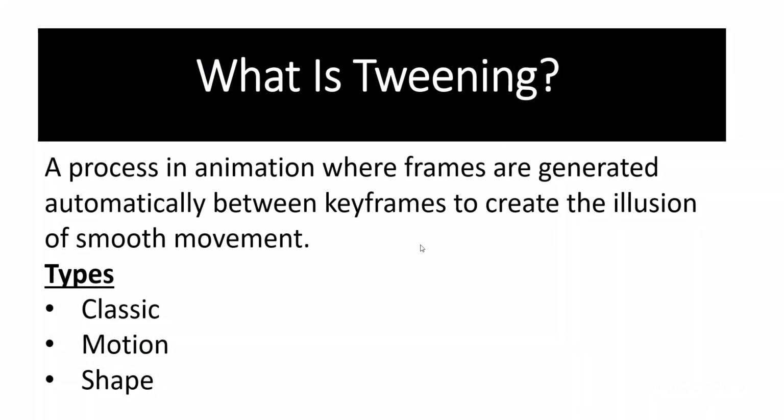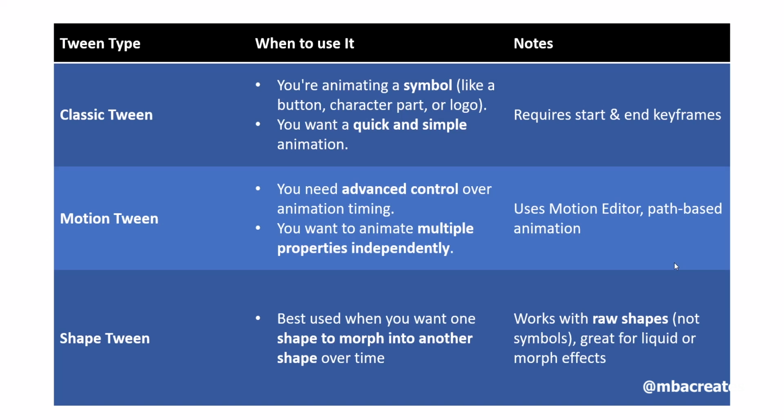Now let's take a look at what tweening is. It can be defined as a process in animation where frames are generated automatically between keyframes to create the illusion of smooth movement. The types we have are classic, motion, and shape. I've added a table that describes when to use each type of tween.